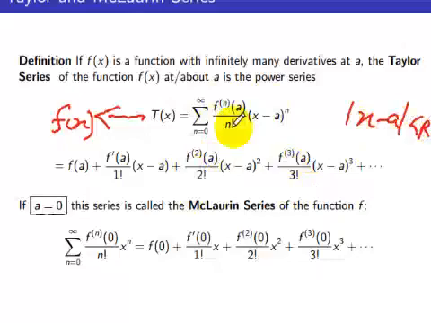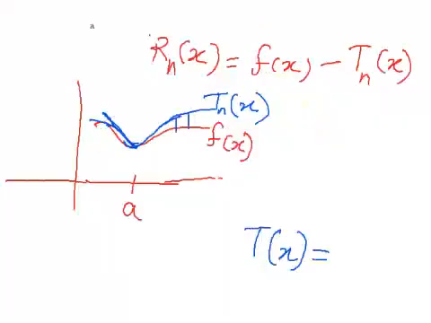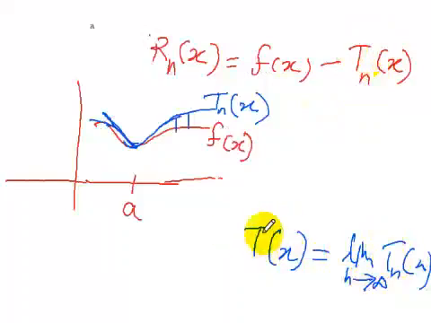Over this interval, the infinite series, this Taylor expansion, converges to the function f, which is infinitely many times differentiable. And as n tends to infinity, when you take the limit of these polynomials T_n, you get that Taylor expansion.